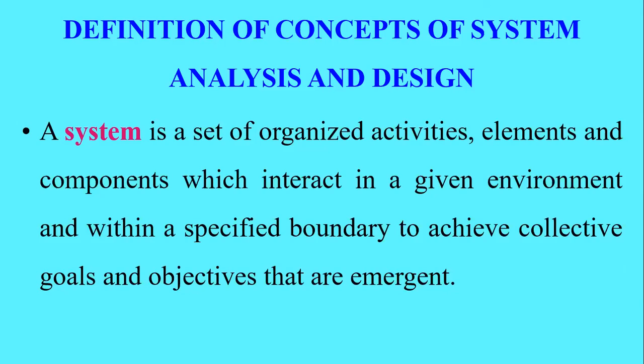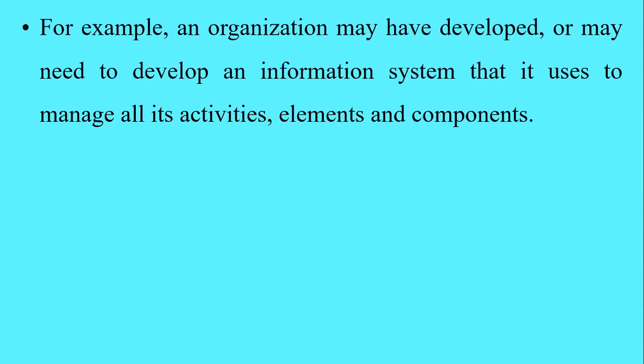When we talk about a system, it is a set of organized activities, elements, and components which interact in a given environment and within a specified boundary in order to achieve collective goals and objectives that are emergent. For example, an organization may have developed or may need to develop an information system that it uses to manage all its activities, elements, and components.